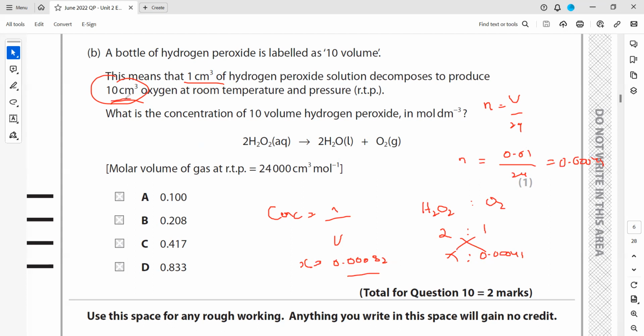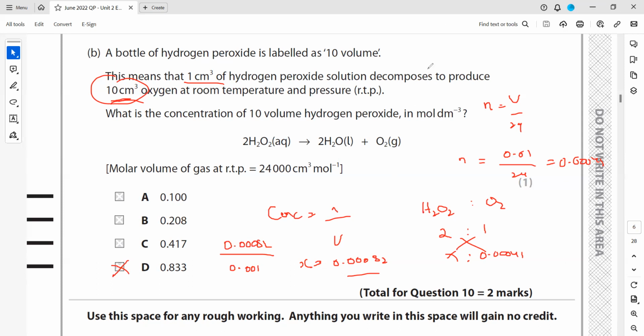Sorry, the volume was given in cm. So we get 0.00082 moles divided by the volume. What about the volume of hydrogen peroxide? 1 cm cube divided by 1000, so 0.001. So what's the final answer? So it will be D, 0.83, right?